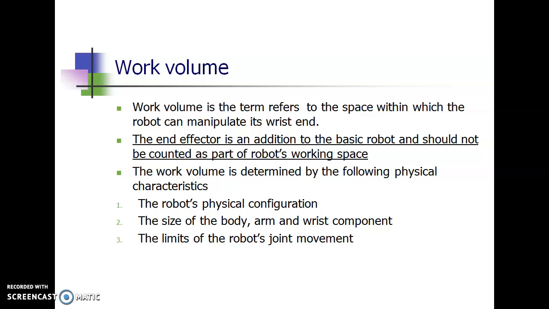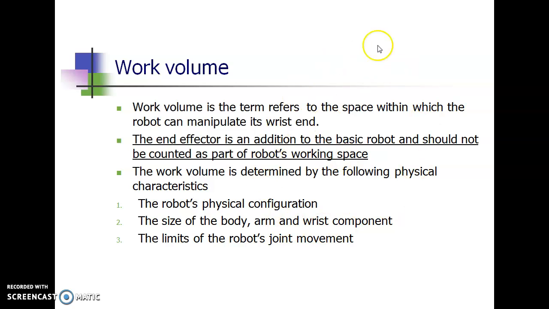We are going to consider only up to the wrist end. We should not consider the end effector. The end effector is an addition to the basic robot and should not be counted as the robot's work volume or workspace. So the workspace is up to the wrist end, not the end effector.